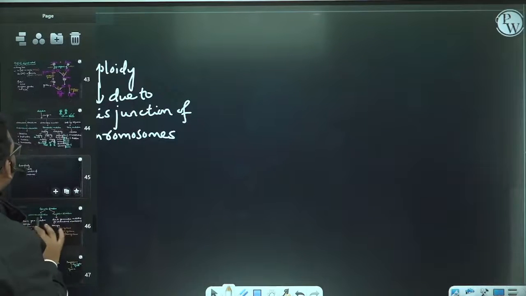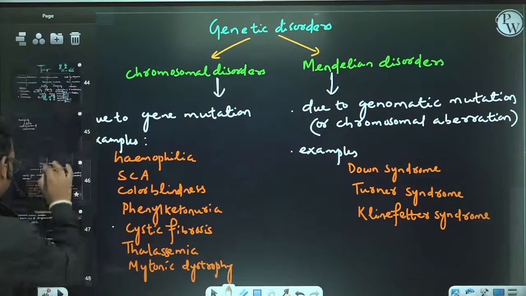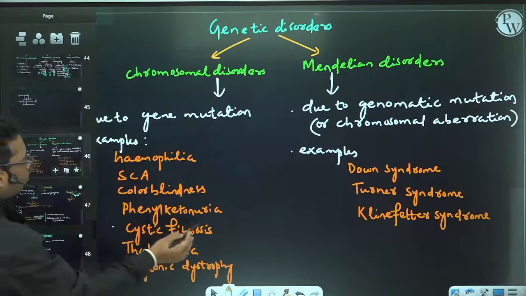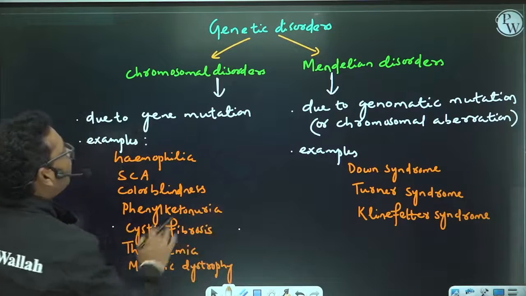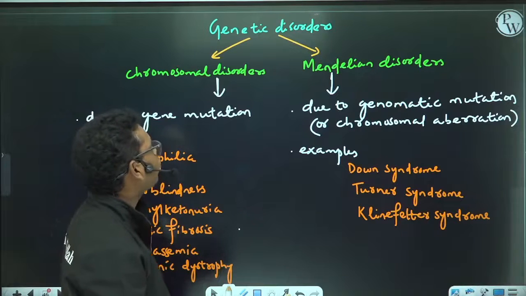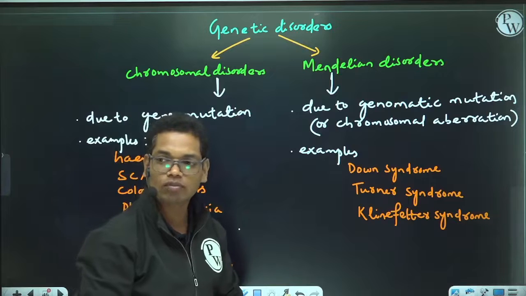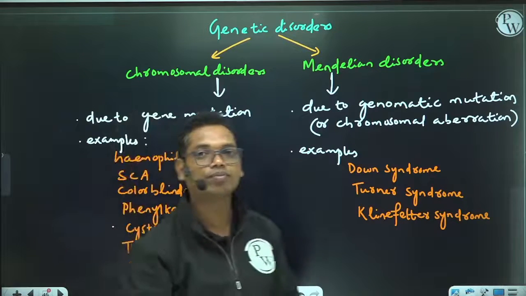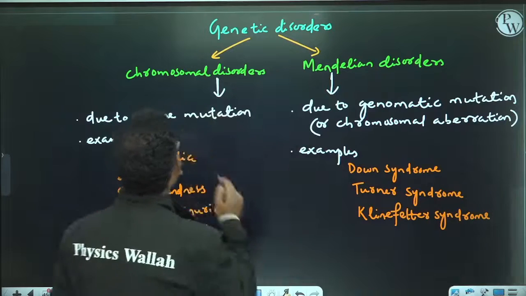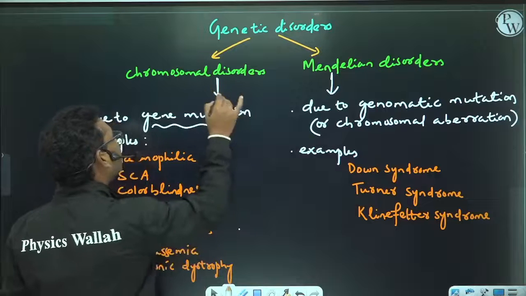Okay. Now, what about genetic disorder? The genetic disorders are classified broadly into two groups. One is chromosomal disorder, second is Mendelian disorder. So what is the difference then? If the genetic disorder is due to gene mutation, it is called as chromosomal disorder.